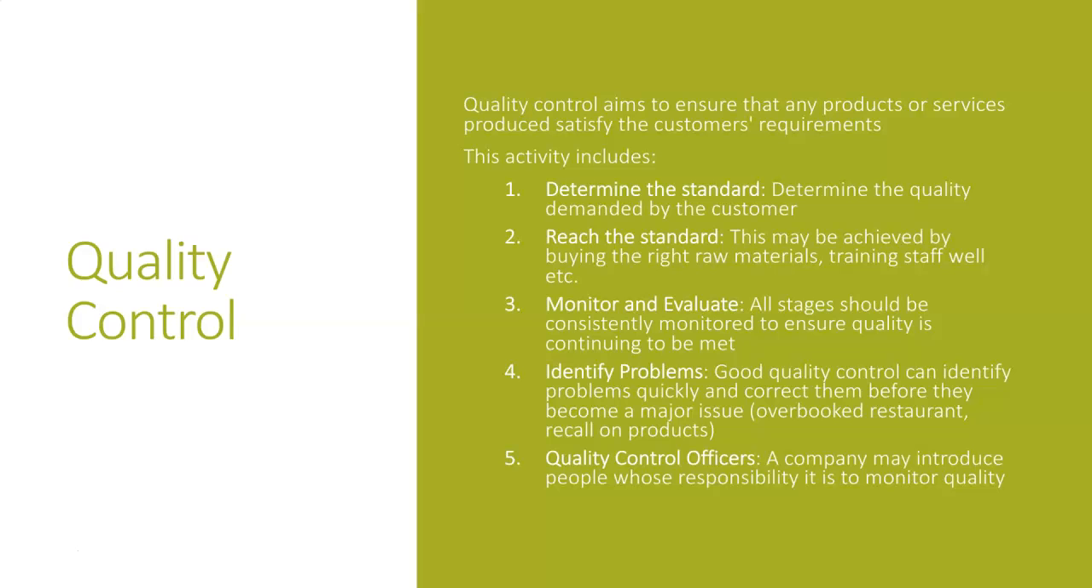Fourth one is identify problems. Good quality control can identify problems quickly and correct them before they become a major issue. For example, overbooked restaurant and recall on products. And the fifth one is quality control officers. A company may introduce people whose responsibility it is to monitor the quality control. And that's the last slide.